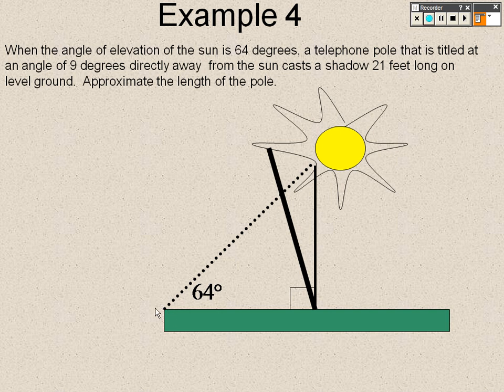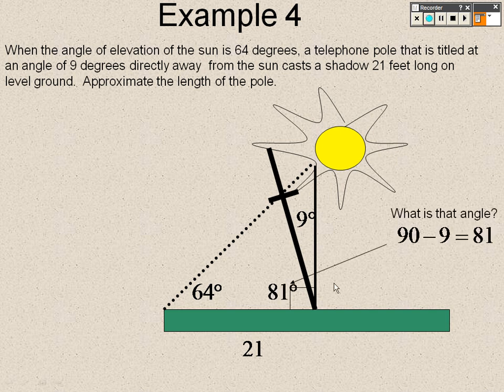So angle of elevation is what goes up. That's why this is a 64-degree angle. I know straight up and down would be 90 degrees, but it says that we have a telephone pole that would be straight, but it's tilted 9 degrees. So because it's tilted 9 degrees, that is 9 degrees. So I can figure out what this angle is there now because I can do 90 minus 9 to get 81 degrees.